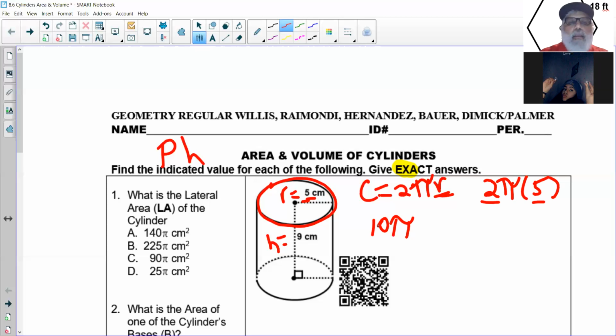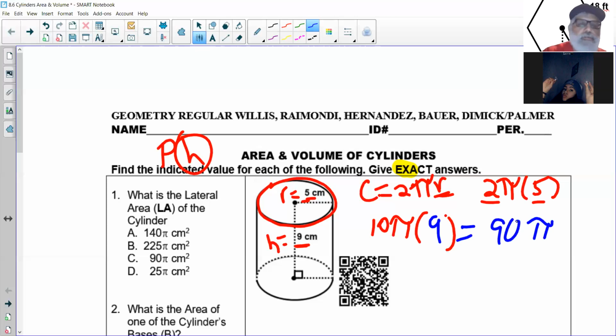And then now the h is the 9. So right here I'm going to plug in the 9. So it would be 90 pi. There you go. Perfect. So what we have to do in all these cylinders, we're going to have to find the circumference first, which is 2 pi r, and then multiply it by the height, and you got it.